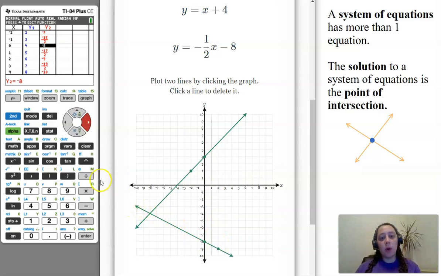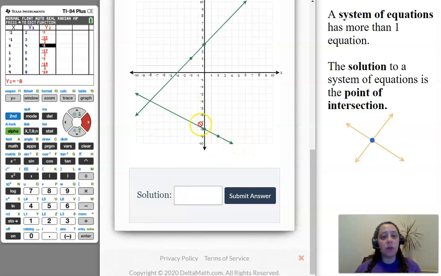Now it's really important that we make sure our lines go all the way to the ends of the graph, because our goal is to find the solution by finding the point of intersection. So if we don't draw our lines all the way to the end, we won't see that point of intersection. To find our solution, we see, where do these two lines touch? Here. What point is this? The x value here is -8, and my y value is -4.